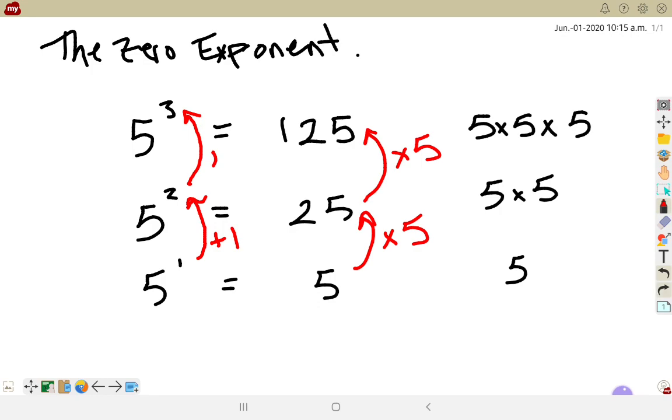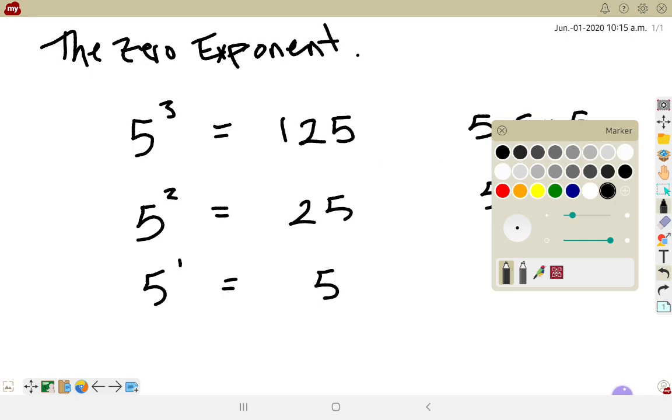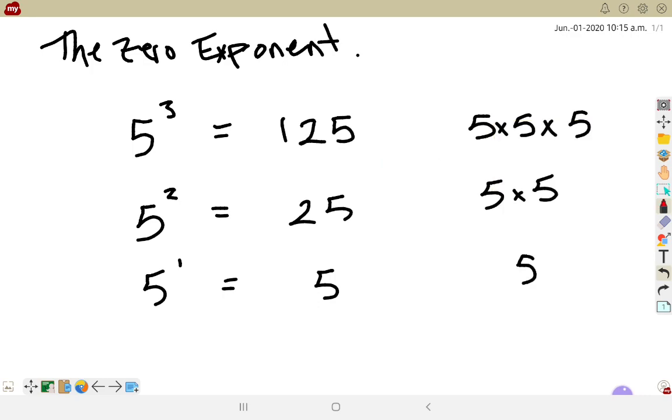Okay? So what I'm going to do now is go down my list and see what happens. Instead of making my exponent go up by 1, now my exponent decreases by 1. I go from 5 exponent 3 to 5 exponent 2, and I remove one of my 5s. The only way I can remove a 5 is to divide by 5, right? So if I had 5 times 5 times 5 and I divide by a 5, those would cancel, and now I have two 5s left over.